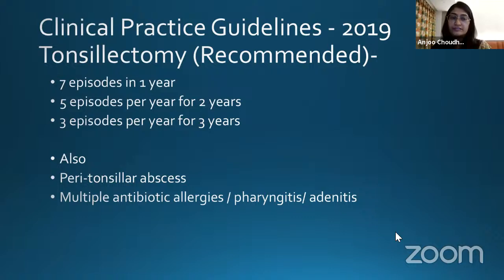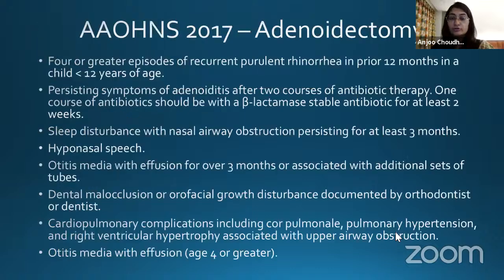Also, if the child presents with one single episode of peritonsillar abscess or has a history of multiple antibiotic allergies, recurrent pharyngitis, or also adenitis, then we do not look at these recurrent episodes criteria. We can move on to do a tonsillectomy. Nowadays, obstructive sleep apnea is coming up as one of the major criteria for doing these surgeries, which is also the case in adenoidectomy. There are different guidelines for adenoidectomy.